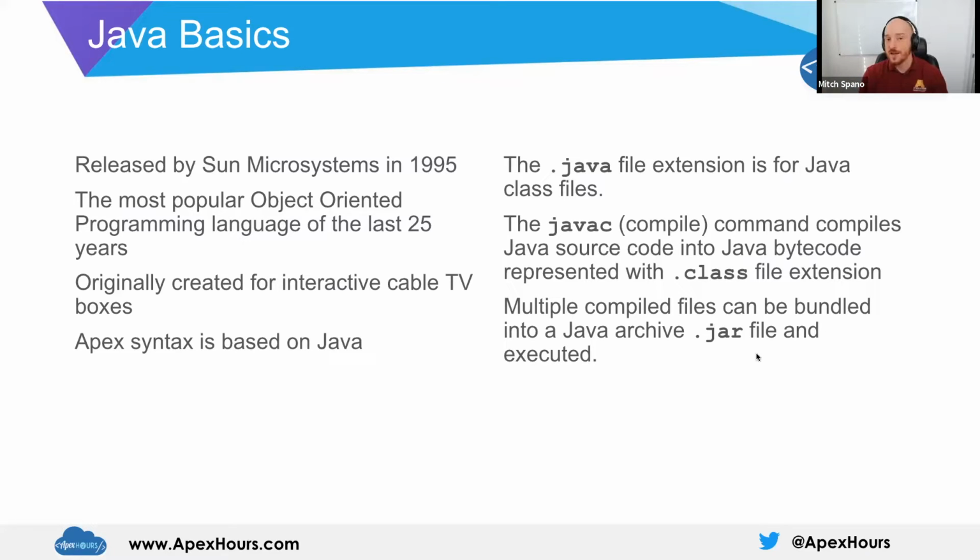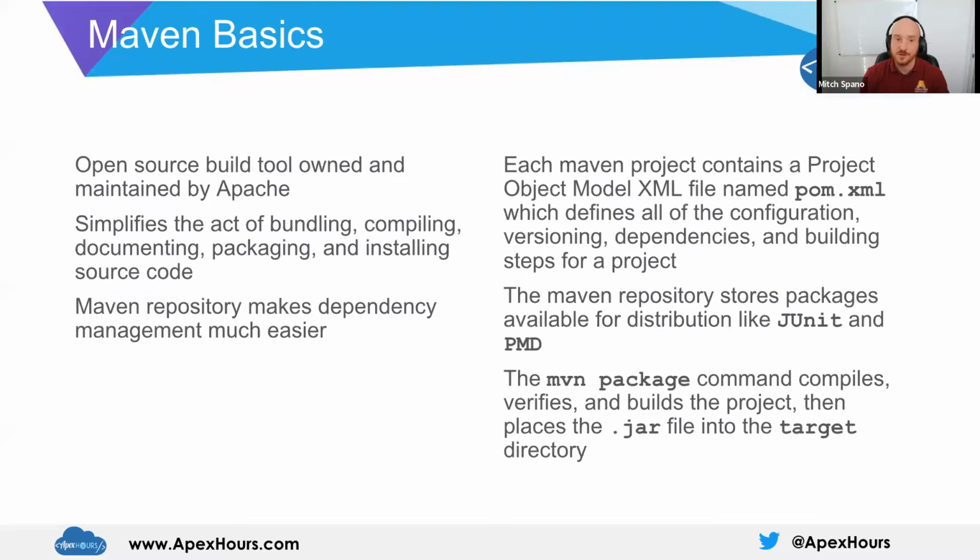Okay, when you're writing Java though, you're probably not actually going to run the Java compile command directly. You're probably going to use a build tool like Maven. So Maven is an open source build tool created by Apache that simplifies the act of building, compiling, packaging, installing all of your Java-based source code. And similar to the node package registry, NPM, there's a Maven package repository, so that way you can fetch your dependencies much easier when you're building Java projects.